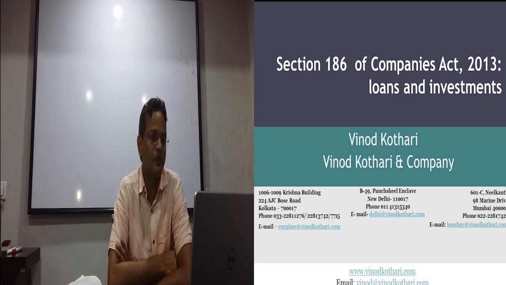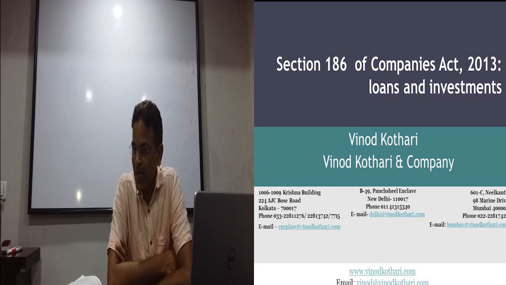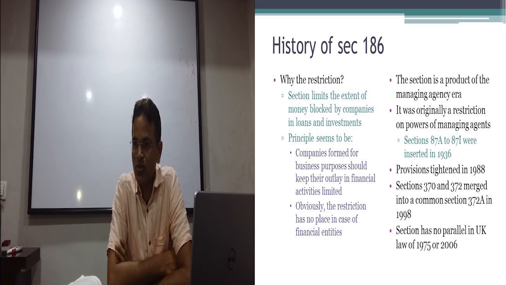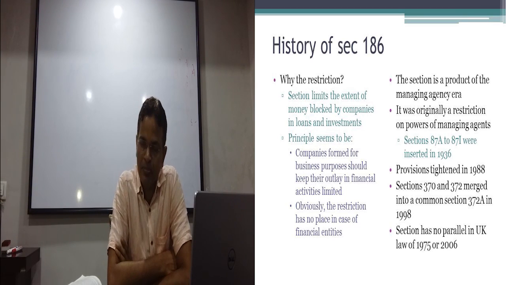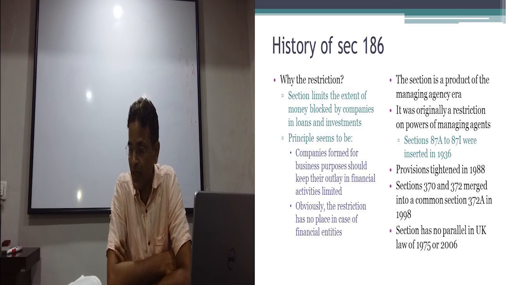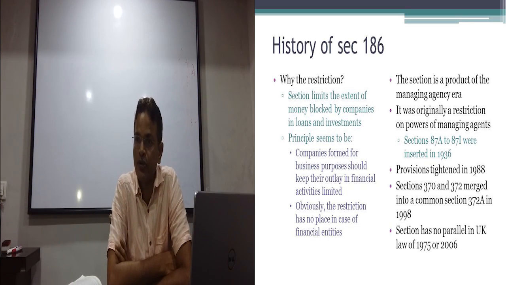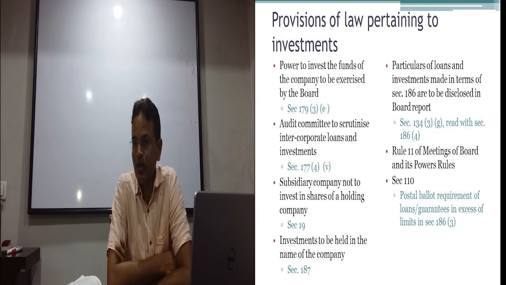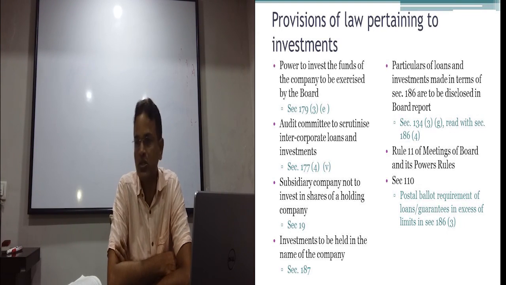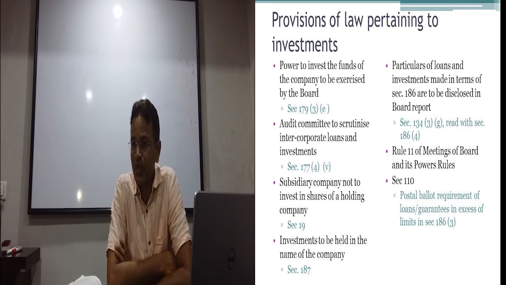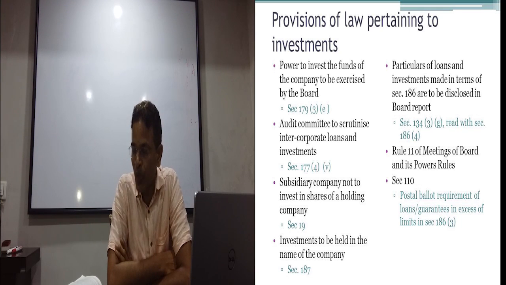Section 186 has a long history, and I'll deal with the history in a short while from now, but let me first say, when it comes to making of investments by companies, Section 186 is not the only section. There are several sections that deal with making of investments. For example, Section 179(3)(e) talks about the power of the board of directors to make investments. That is to say, when the company is making investments of its funds, the power would be exercised by the board. In other words, this is a board level decision.